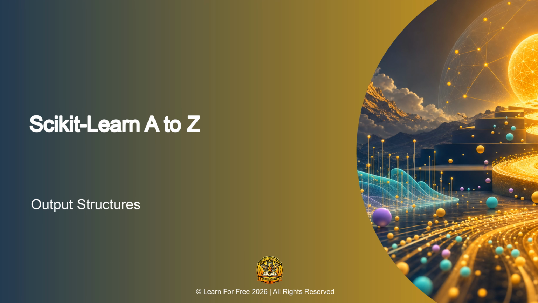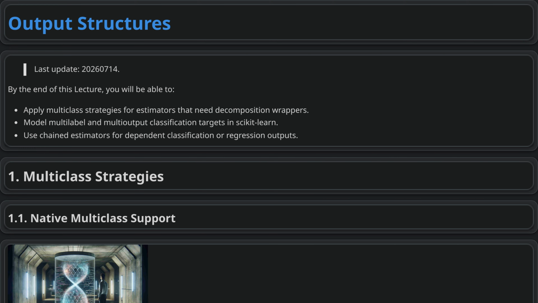Module 19, Lecture A, Output Structures. By the end of this lecture, you will be able to apply multi-class strategies for estimators that need decomposition wrappers, model multilabel and multi-output classification targets in Scikit-Learn, and use chained estimators for dependent classification or regression outputs.